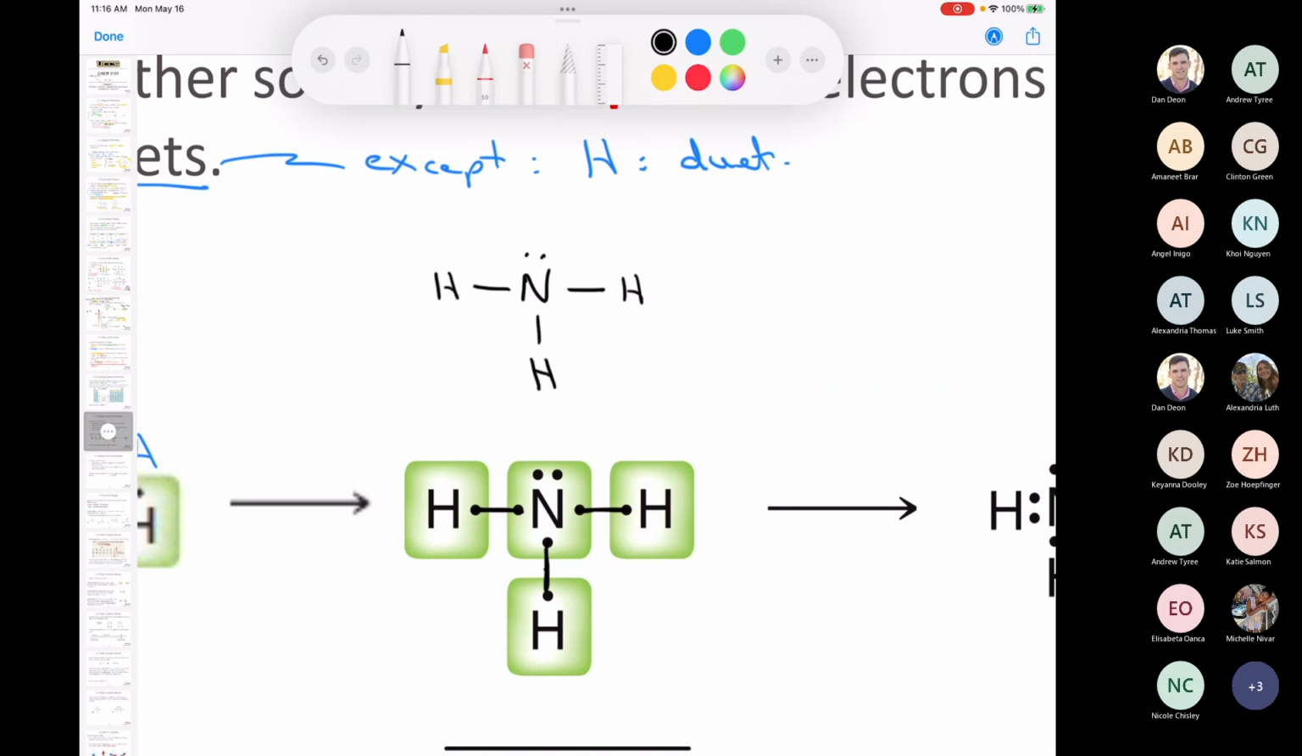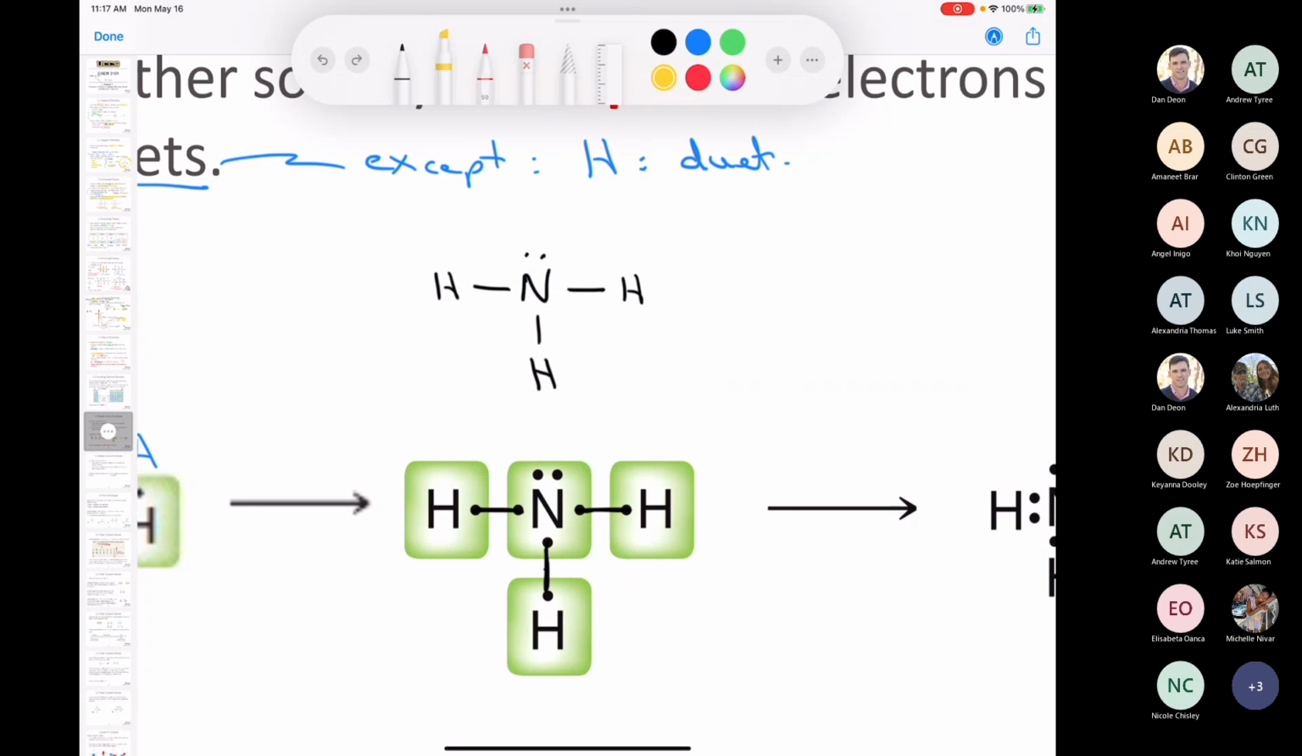Is the nitrogen surrounded by 8 electrons? Yes, let's count them. 1, 2, 3, 4, 5, 6, 7, 8. Remember that each one of these bonds contains 2 electrons. So again, 1, 2 from the lone pair, 3, 4, 2 electrons in this bond, 5, 6, 2 electrons in this bond, 7, 8, 2 electrons in that bond. And so the nitrogen has a complete octet.